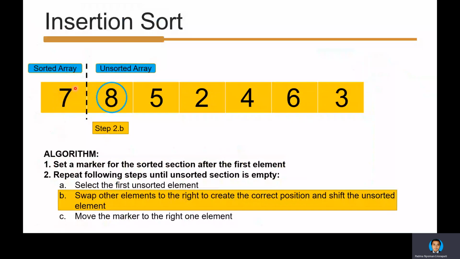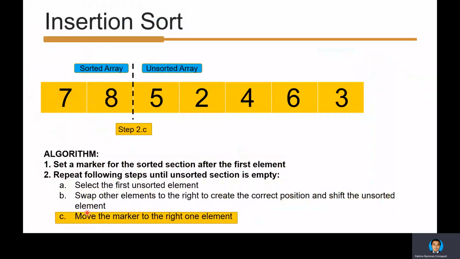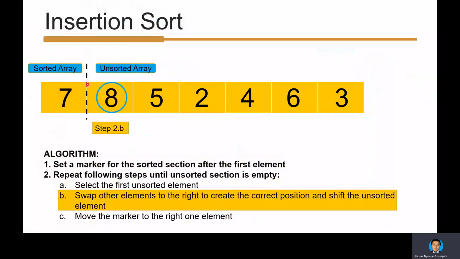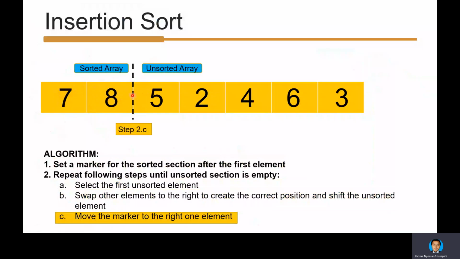After we select it, we swap the element to the right to create the correct position. Because 7 is not bigger than 8, it will stay still. It's not swapped from 7 to 8. And the next one is to move the marker to the right one element. So this is the position of the marker, and then this one is here.